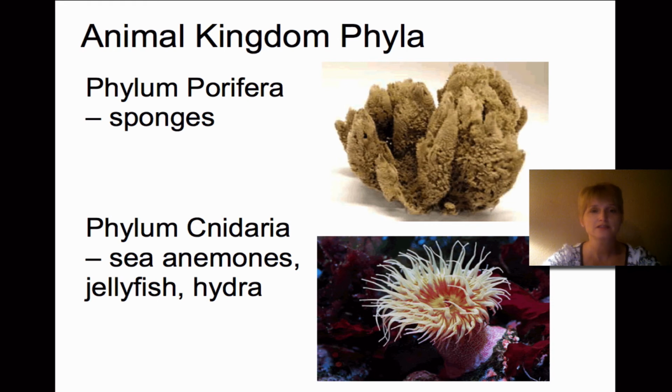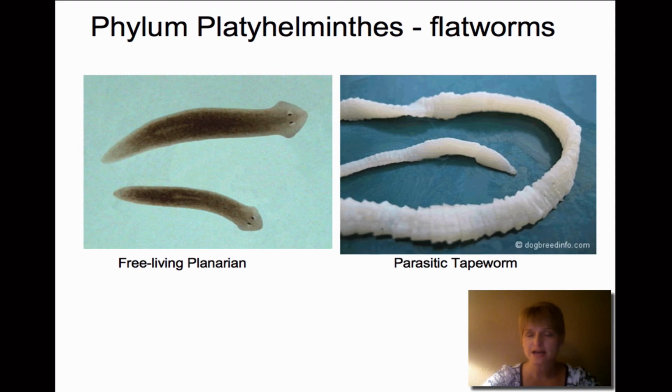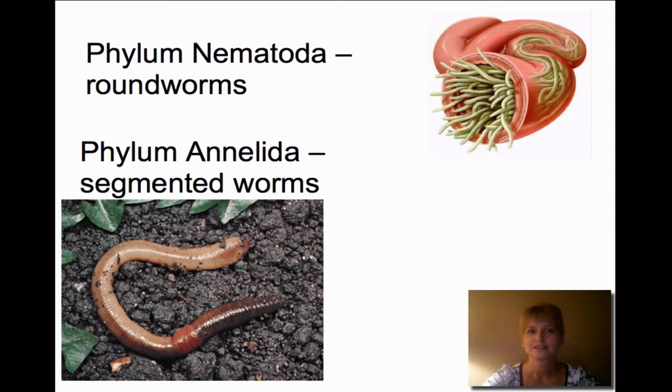So the first phyla that we'll start with is the sponges, the phylum Porifera. Then we'll move on to phylum Cnidaria, which is sea anemones and jellyfish and hydra. Then we will look at flatworms. We'll move on to roundworms, and a lot of them are parasites. And then we go from there to the annelids, and those are the segmented worms. So roundworms generally have a smooth body.